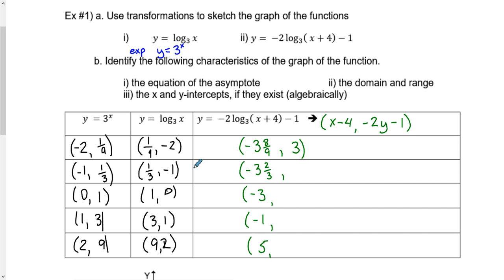-2 times -1 is +2. Subtracting 1 is 1. -2 times 0 is 0. Subtracting 1 is -1. -2 times 1 is -2. Subtracting 1 is -3. Negative 2 times 2 is negative 4. Subtracting 1 is negative 5.